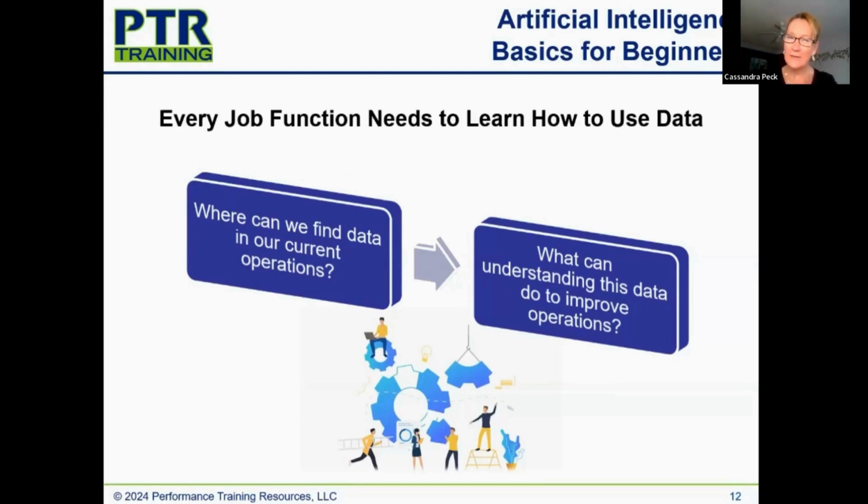I'd like us to think a little bit about this: every job function needs to learn how to use data. Would we agree with that? So what I'd like to ask you to do is open up that chat box again. Think about a job function that's related to you, maybe one you're in, or one that impacts you on a day-to-day basis, where you think data and artificial intelligence would be beneficial. Maybe I'll throw the first one out there: HR. Would HR benefit from training?